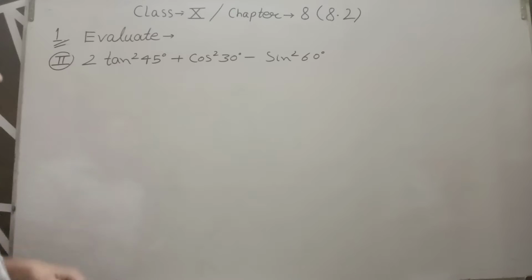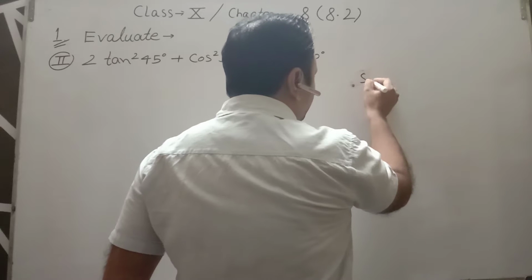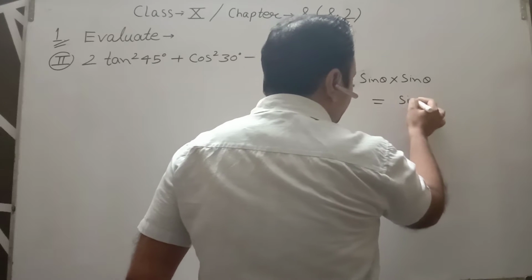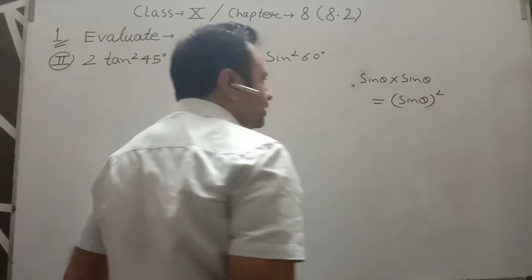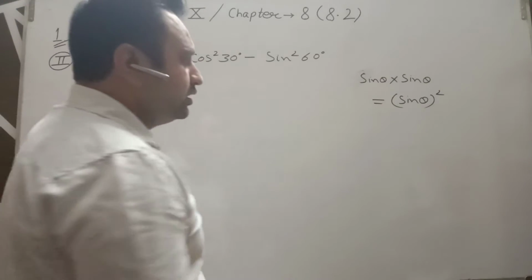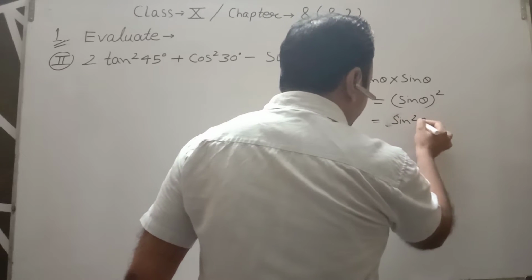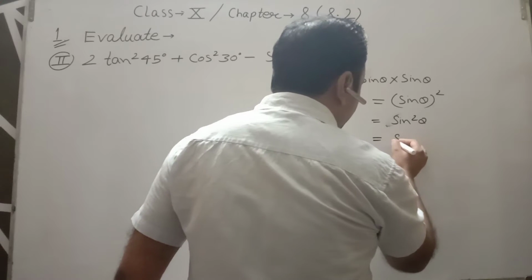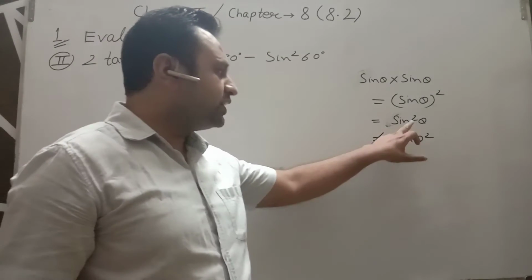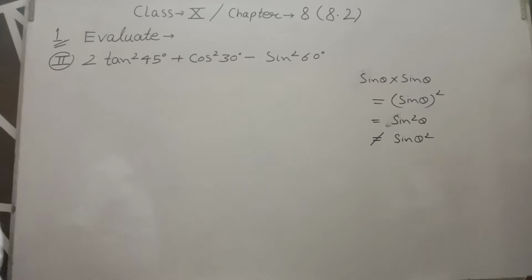To start the part, first we discuss this. If we multiply two identical trigonometric ratios, then we note down the whole square. Suppose we multiply sin theta by sin theta, then we note down sin theta whole square, that is sin square theta, and sin theta square is wrong. So if there is a square, it means the whole square. Now just start its second part.